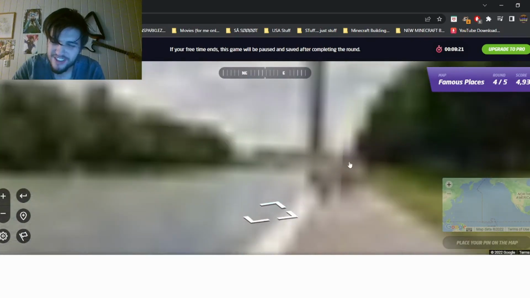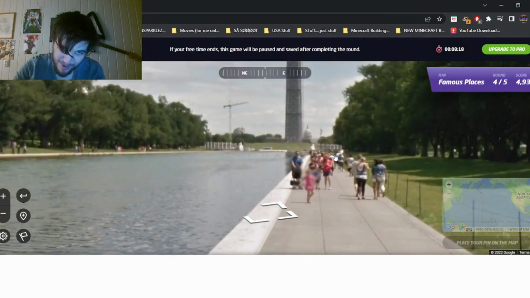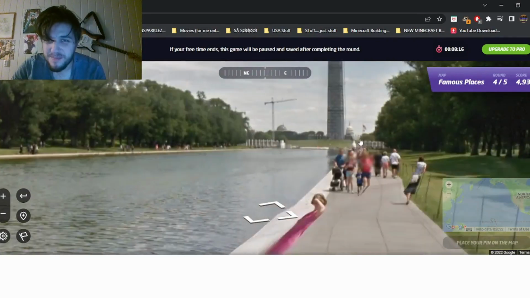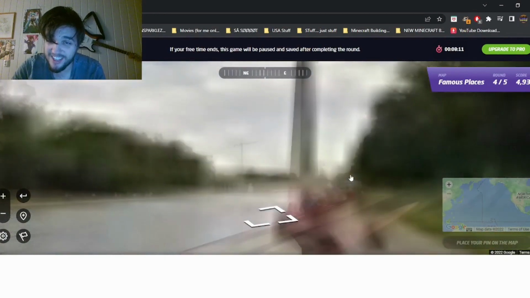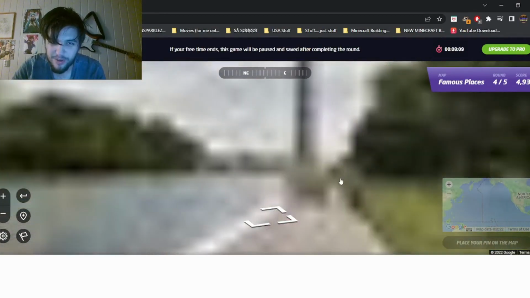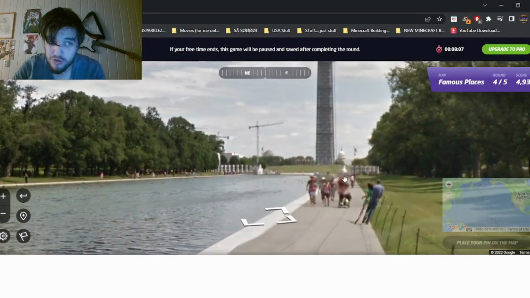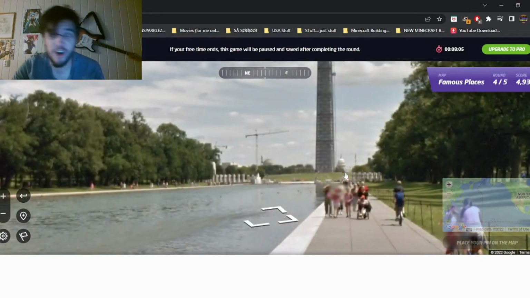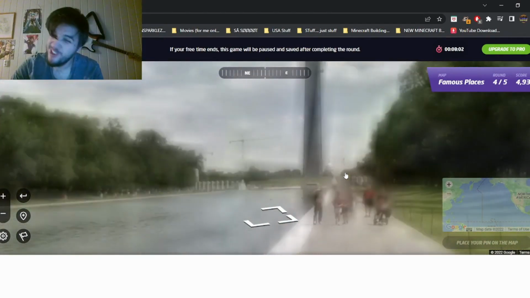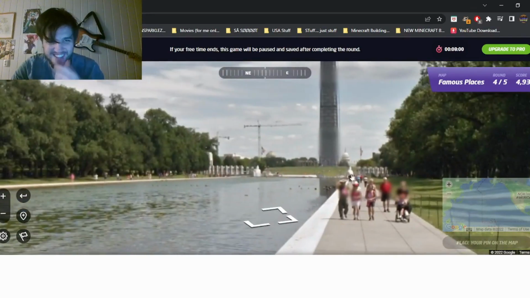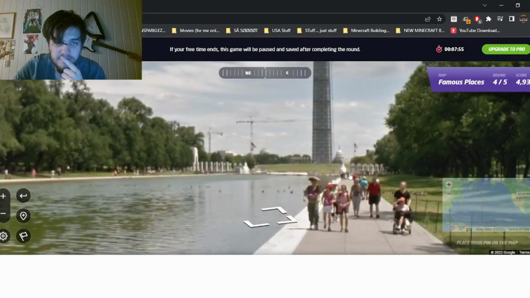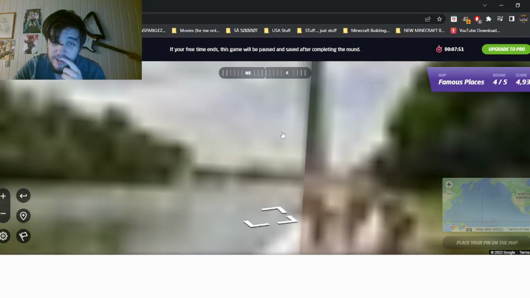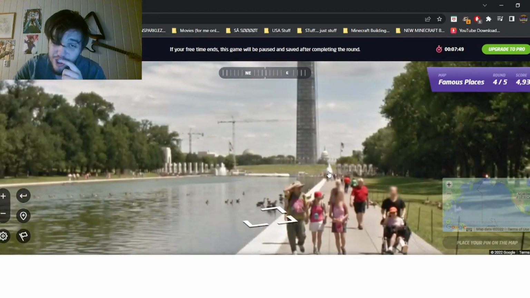Now the hard part is where in America? Because America is big. So if you choose one part of America and then it's on the other side of America, you're not getting any points. This is another American flag right over there. It's a lot of cranes here. Is this Washington, D.C.?